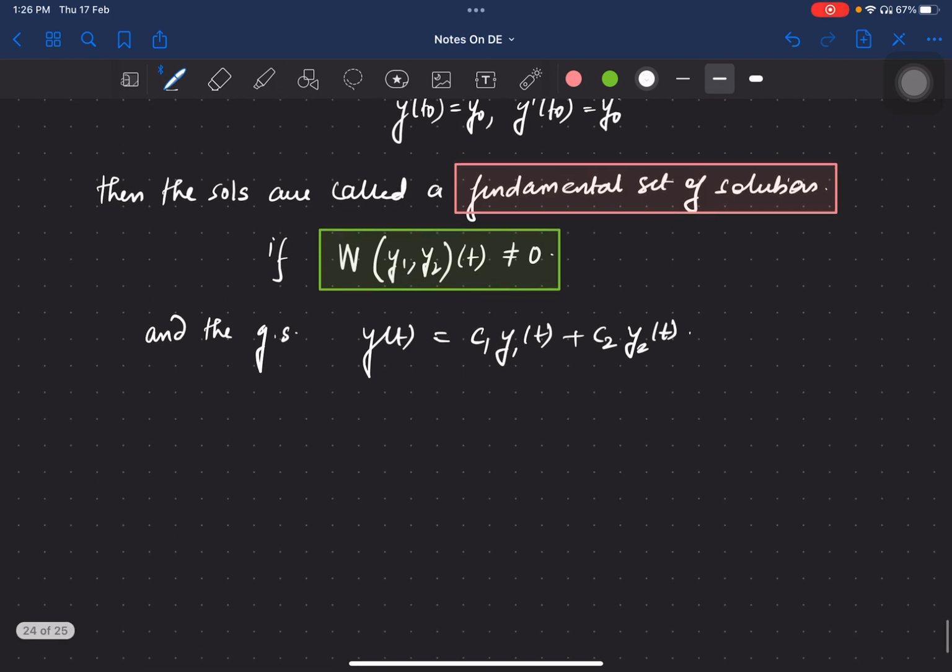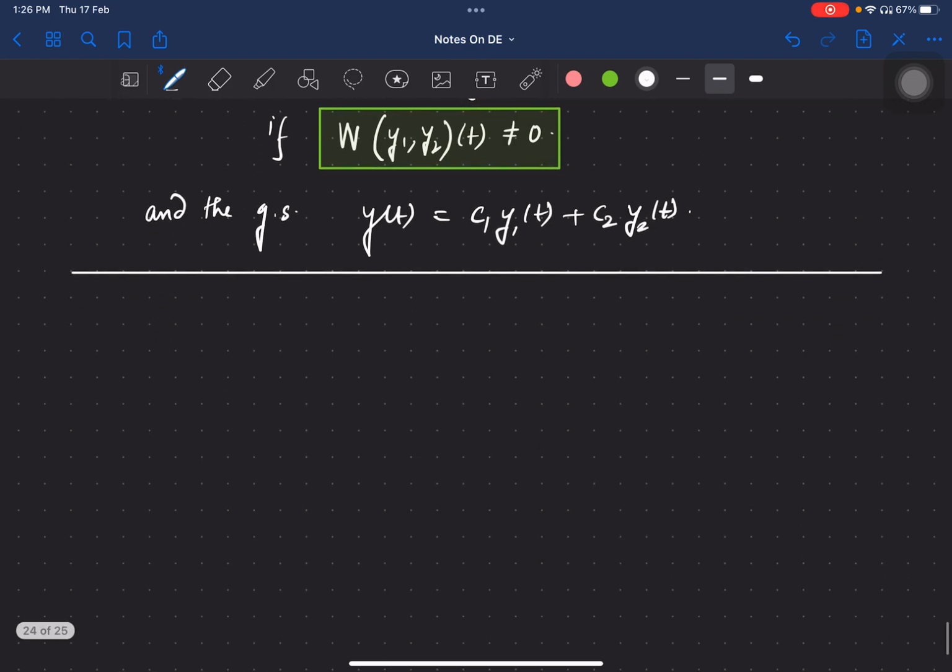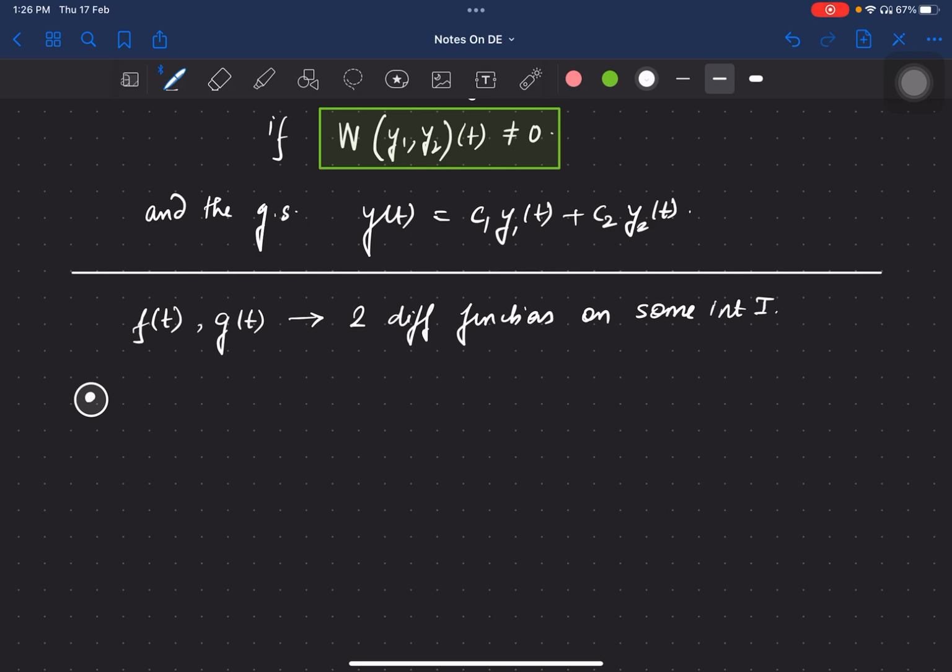Next, I will give two facts on Wronskian. So the first one, suppose we start with two functions f and g. Okay, so let me write it down. f of t, g of t, two differentiable functions on some interval, say I. Then if the Wronskian of f comma g at some point t naught is not equal to 0, where this t naught belongs to that interval I, then f and g are said to be linearly independent.